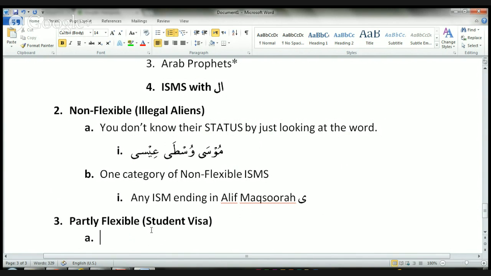Now, what is a partly flexible ism generally? Might as well read it.